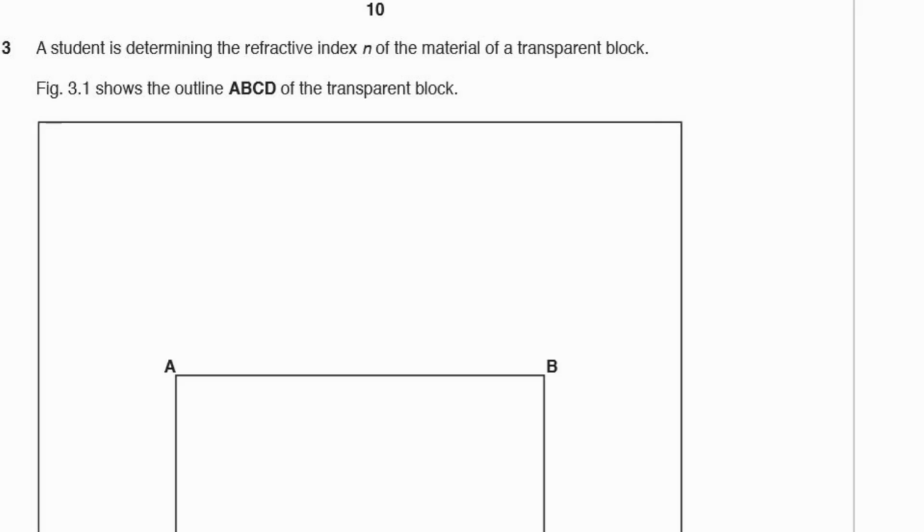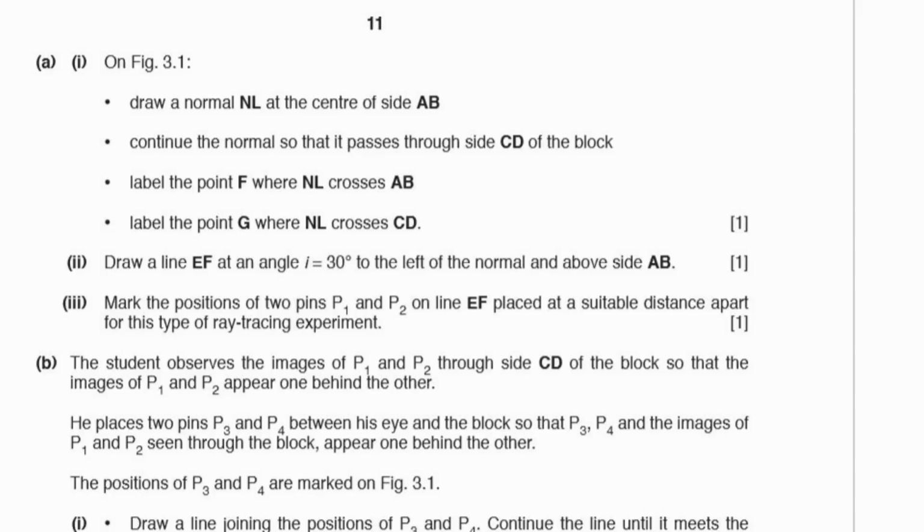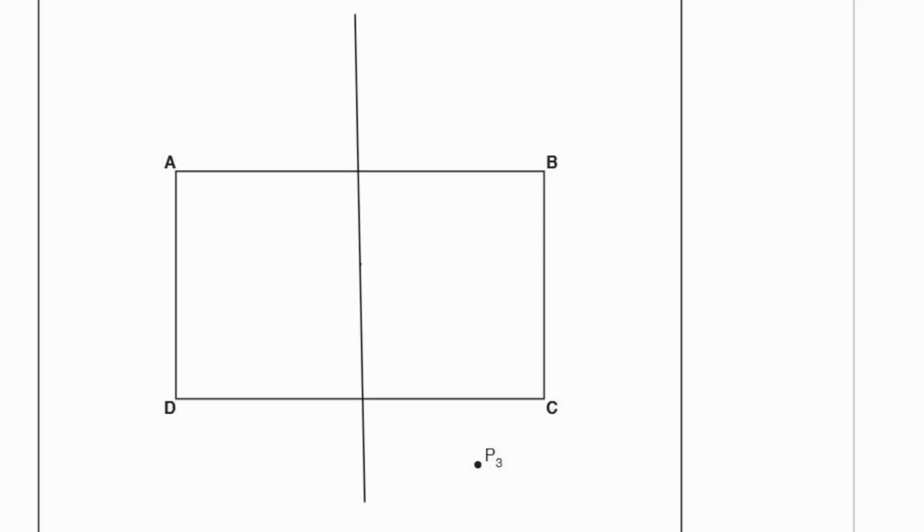Question 3. A student is determining the refractive index n of a material of a transparent block. Figure 3.1 shows the outline ABCD of the transparent block. Right, so part A. On figure 3.1, draw a normal NL at the centre of side AB and continue it through so it passes through side CD. So centre of side AB, draw a normal line. There we go, so that's our normal line. A little bit tricky to draw with the software, but it's up and going.